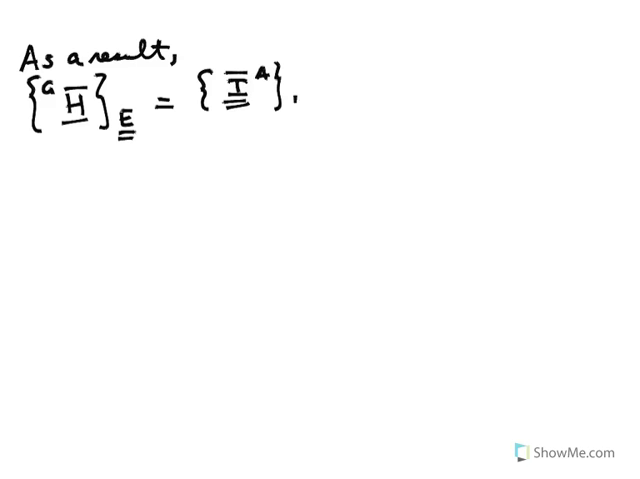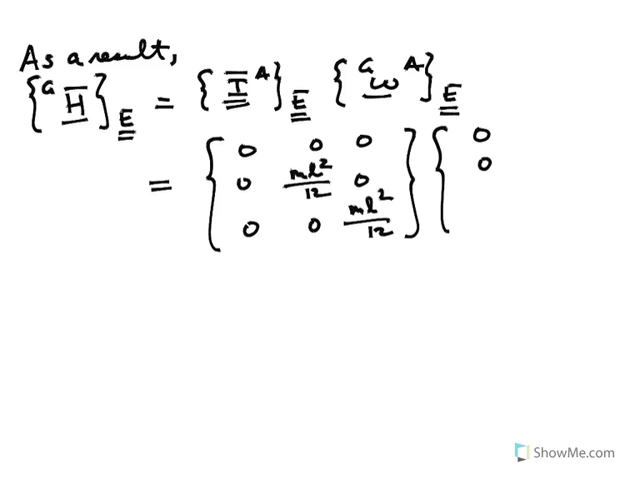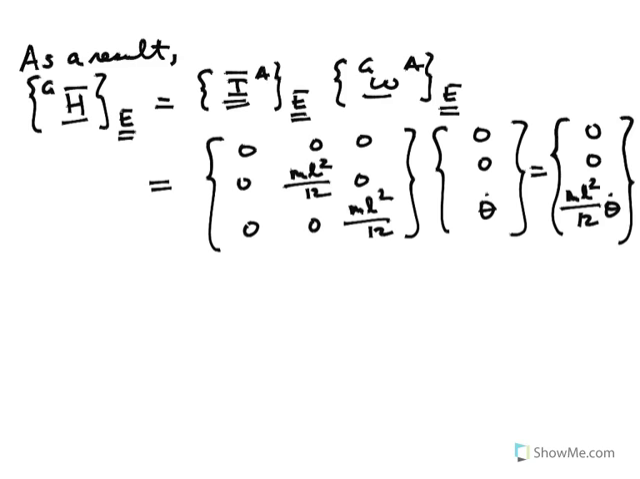So as a result, the angular momentum relative to the center of mass, when expressed in this basis E, is equal to the inertia tensor expressed in the basis E multiplied by the angular velocity of the arm in the ground expressed in this basis E. So we get 0 for the first one, ml squared over 12, and then ml squared over 12, and that's multiplied by 0, 0, theta dot, which, when we're all done, gives 0, 0, ml squared over 12 theta dot. So that's our final result.